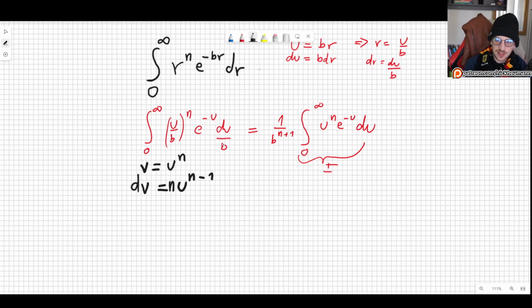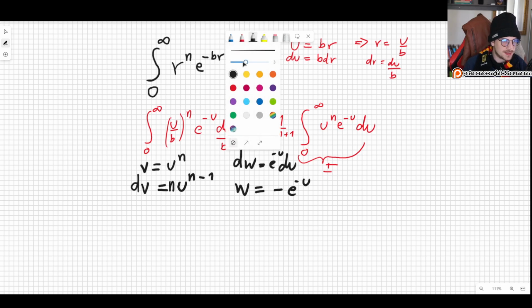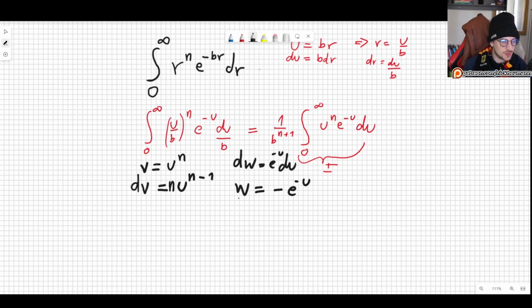Every time you do integration by parts, we're going to end up, as you will see very shortly, with this same integral, but the exponent of the u will be a little bit smaller. So if you do this n times, it's going to be completely gone, and you will simply be left with the integral of an exponential, which we can easily solve. The second part here, let's call it w. This is e to the minus u du. So w is going to be minus e to the minus u. Now this pencil is a little bit too thick, so I will just do it there.